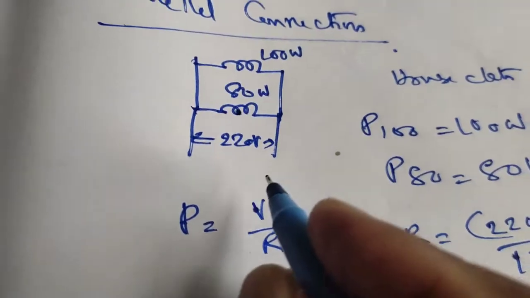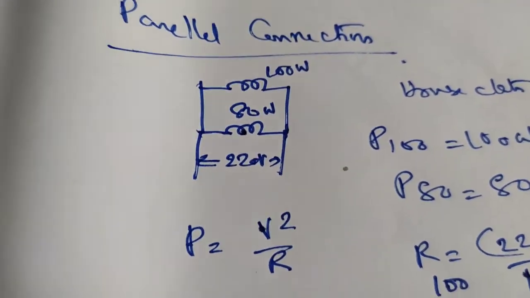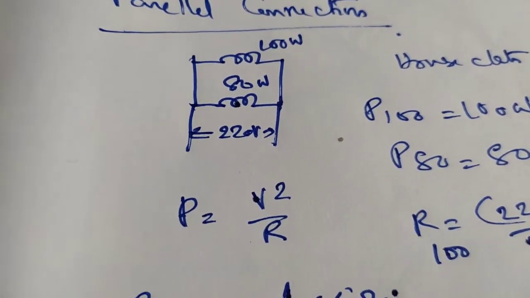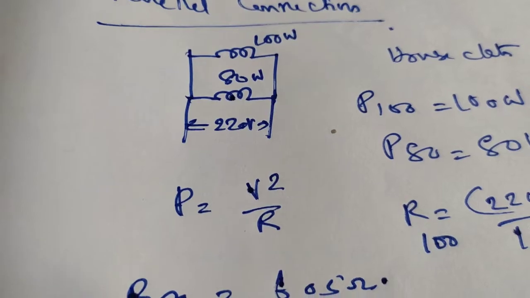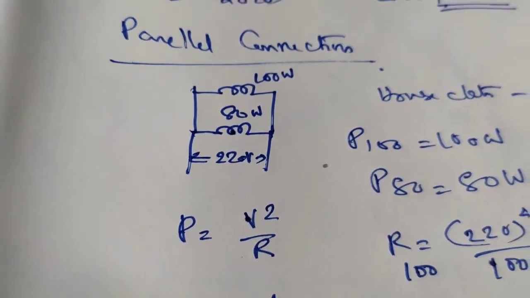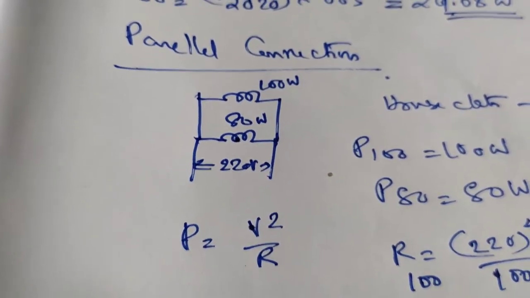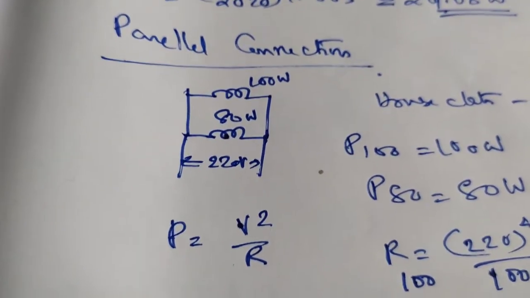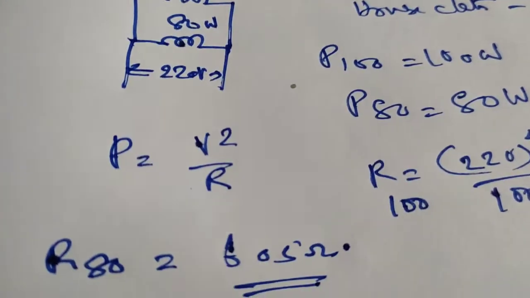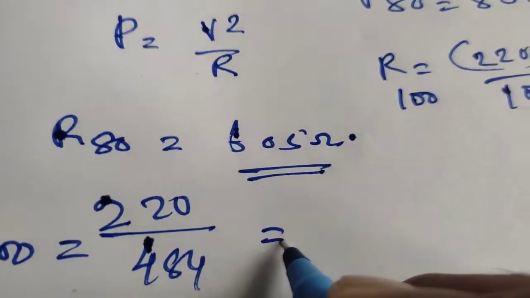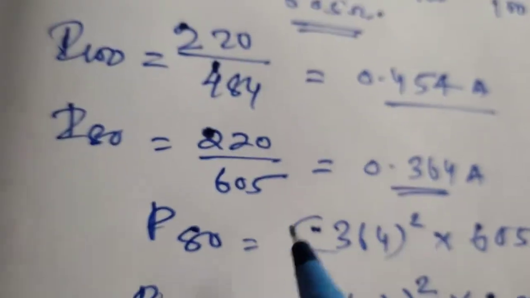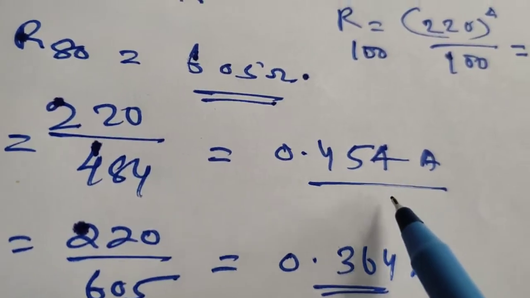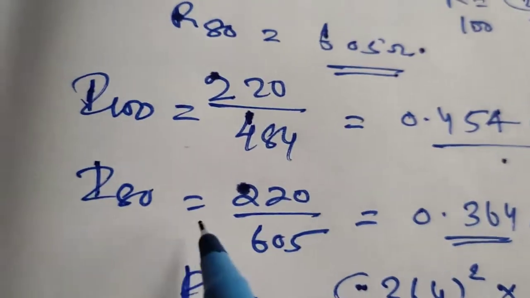So the current flowing in this circuit, you can find out: I100 is equal to 220 by the resistance, 484. 220 by 484, so the value is 0.4545 ampere.